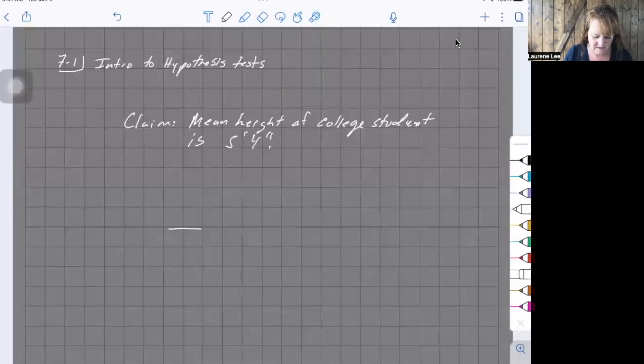So what I'm saying in my claim is that if the heights are normally distributed, that the mean here in the middle is 5 feet 4 inches. Okay, that's what I'm claiming. That may or may not be true.